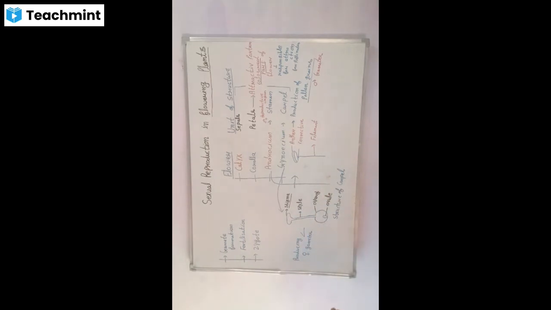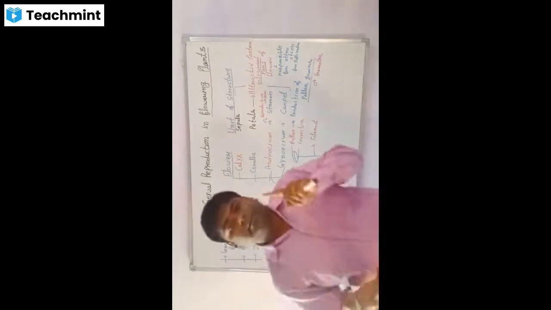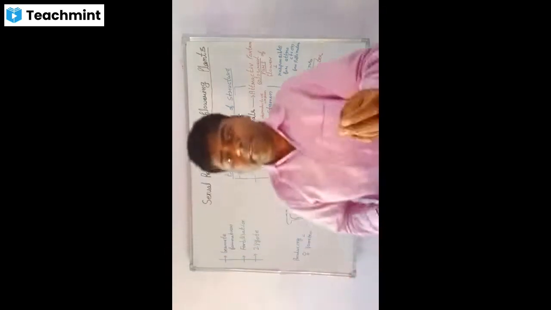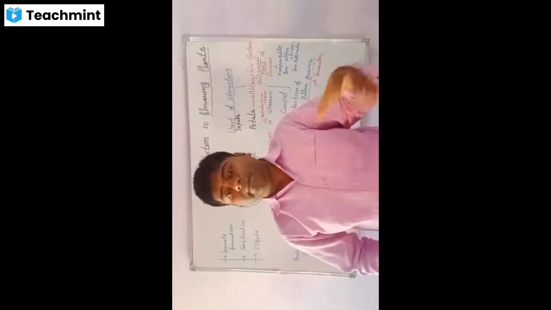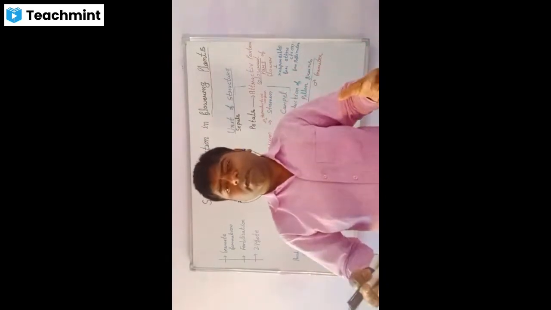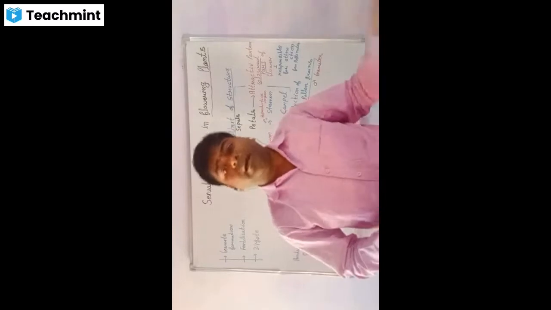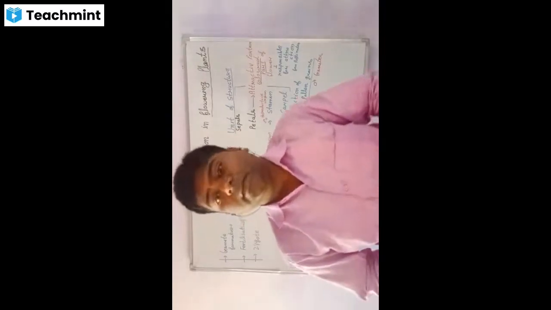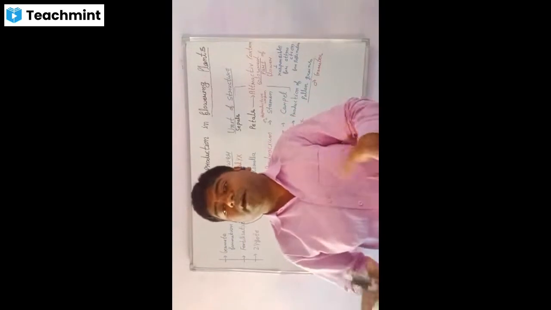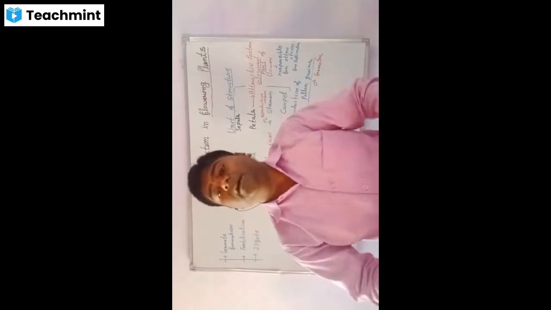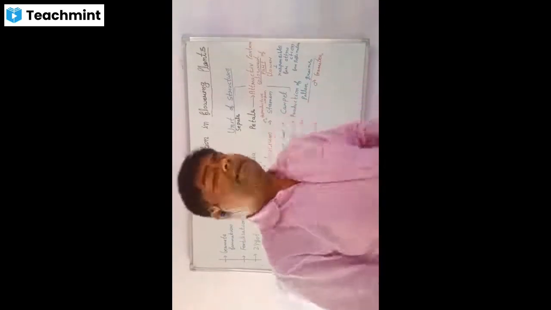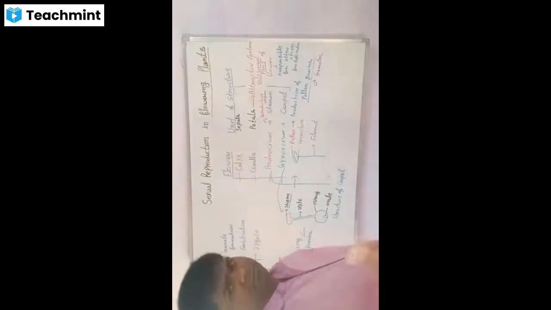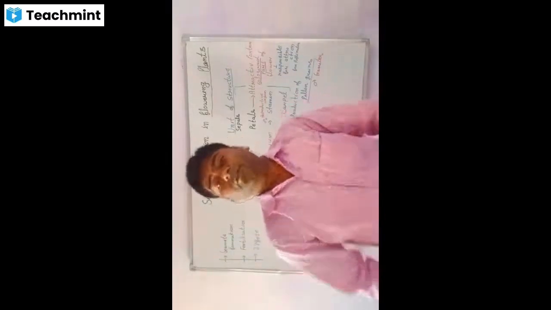Female gametes. Stigma is the sticky substance. Whenever pollen grains come, they can be stuck here. That is the role of the stigma, and on that stigma, pollen grains germinate, forming a pollen tube. That process I explained to you.